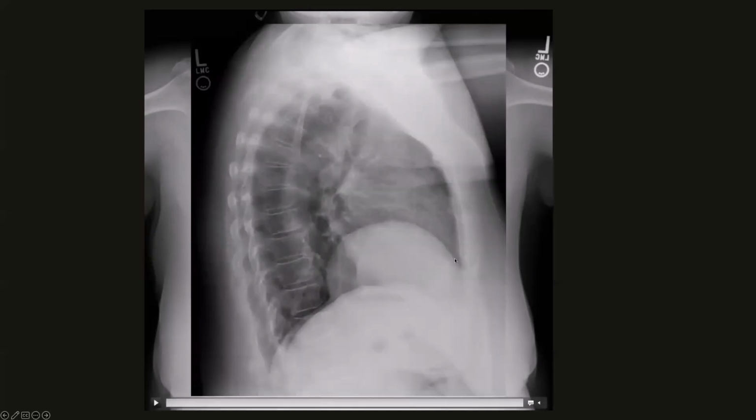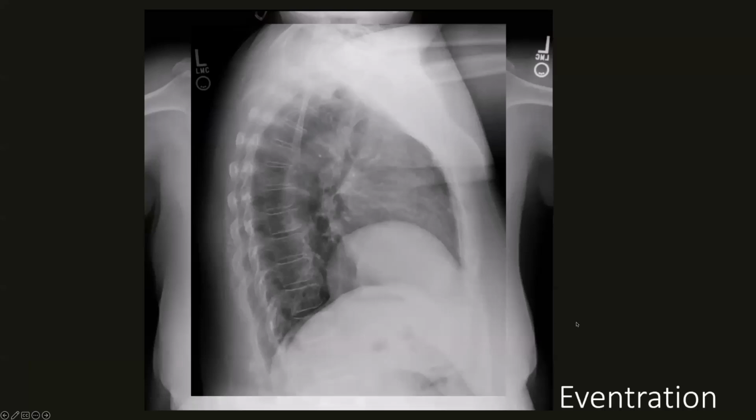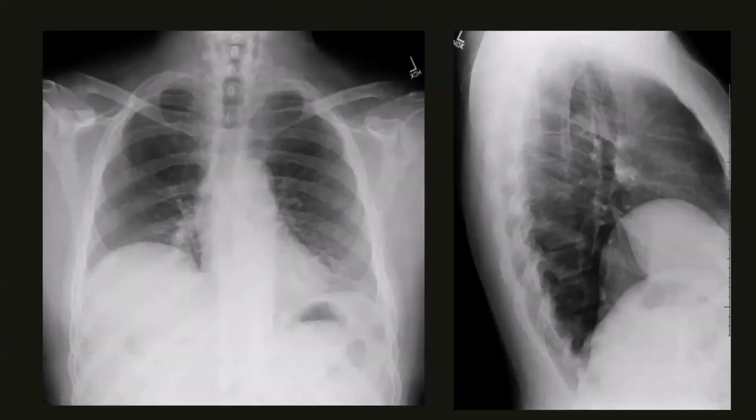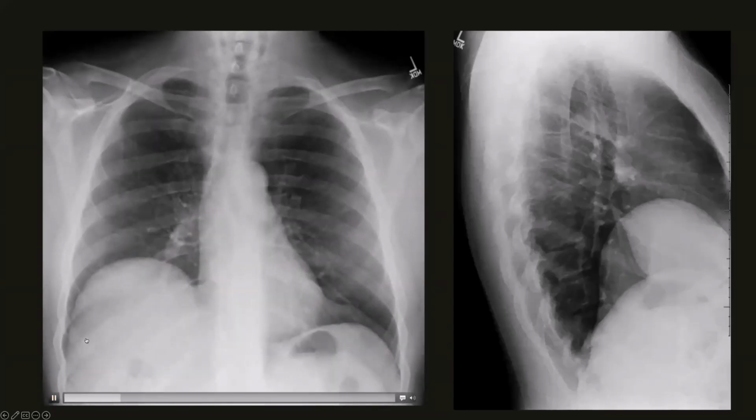And this was confirmed on the lateral radiograph that was performed. So you see this markedly elevated anterior mid portion of the right hemidiaphragm with normal position of the posterior right hemidiaphragm. So this appearance is consistent with eventration. We have another similar patient with eventration as well.